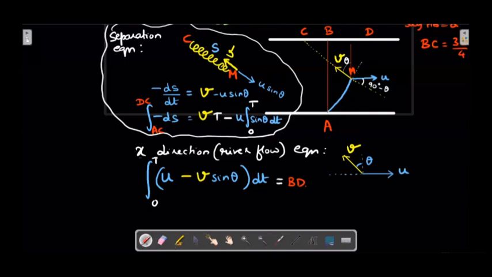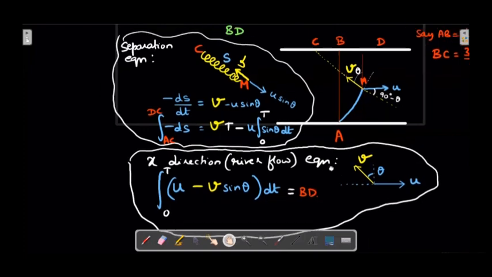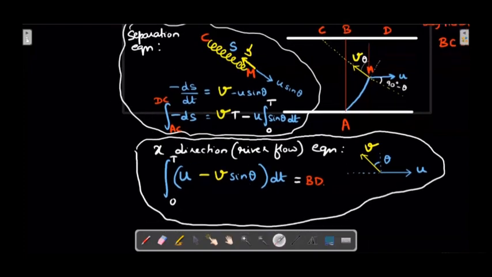So this is my second analysis. These are the two, and we always need two analyses to eliminate these sine theta dt terms. So let me write this one again. This would be simply u capital T minus v, which comes out, and that integral that you have above and below, sine theta from 0 to t, should be your BD.